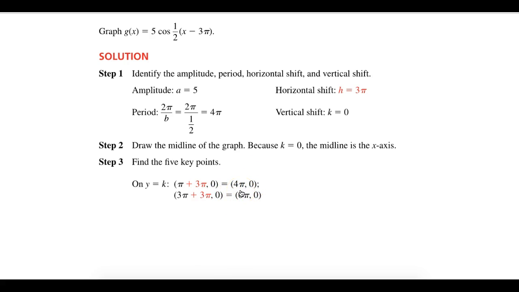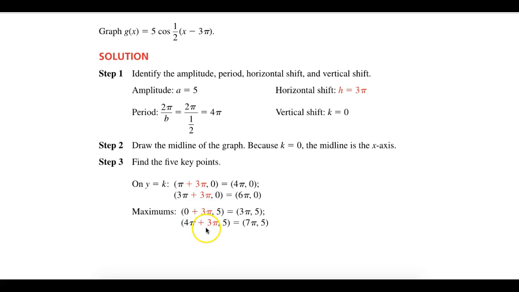The other ones are going to be our maximums. So at the start, which is 0, and the end of our period, which is 4 pi. But because we're shifting to the right, we have to add 3 pi to each. So the start of our cycle is going to be at 3 pi, the end at 7 pi, and our amplitude is 5. So our maximums are going to be at y equals 5. So here's how we get our maximum points.